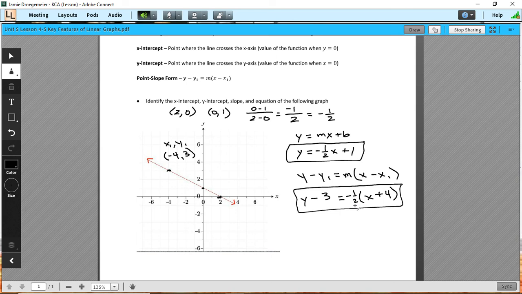And what you would find if we wanted to simplify this, so we distribute and we move things around, if I simplify one that's in point slope form, I can simplify it down to the point that I get to that slope intercept form. So the nice thing here is that you have some different ways that you can find that equation of the line depending on what information you know about it.